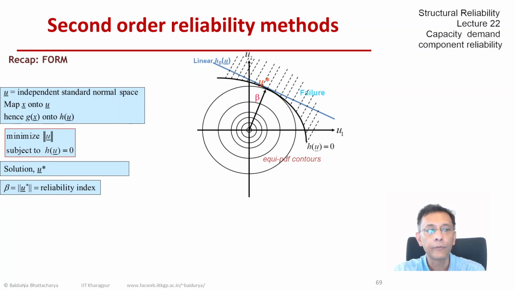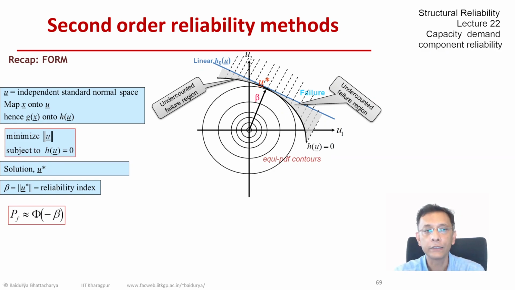So let us recap what we do in FORM. We map from X onto U and then G to H, and we minimize the distance, and that's what you see. U star is the minimum distance point and the distance is beta, and we say that the failure probability is phi of minus beta, approximately.